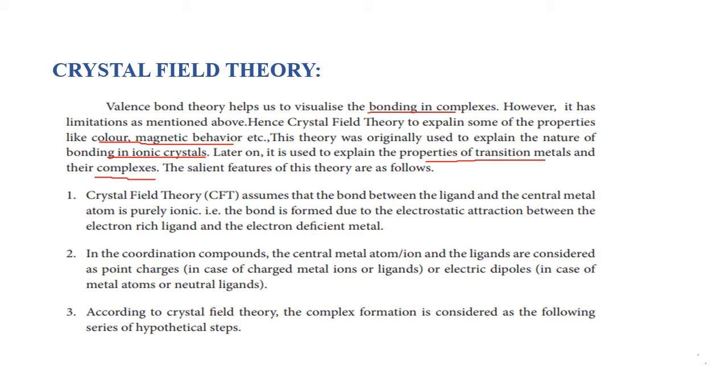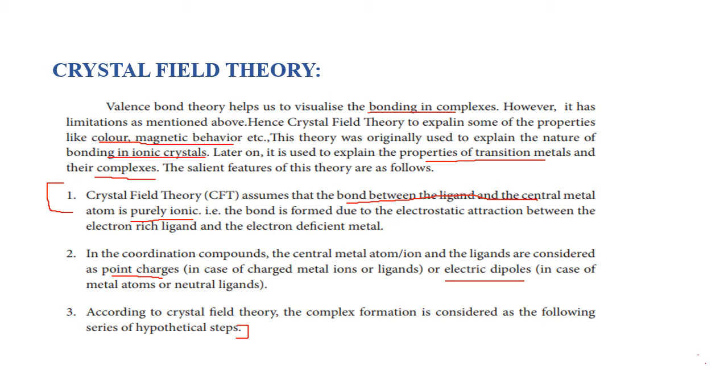Some of the important features of crystal field theory are: these are the important points in crystal field theory. That is, crystal field theory assumes that the bond between ligand and central metal atom is purely ionic. This is the first point. And the second point is, in coordination compounds, the central metal ion and ligand are considered as point charges or electric dipoles.